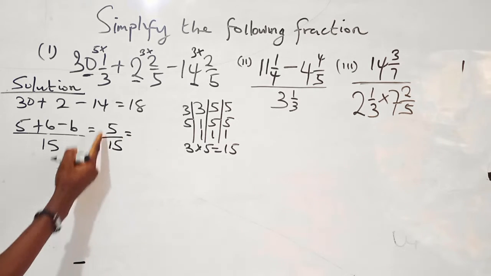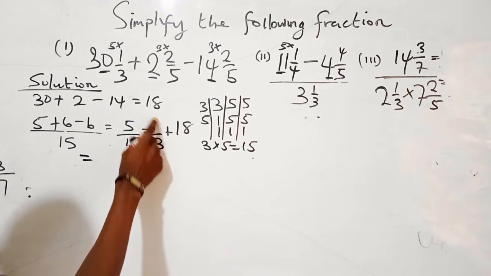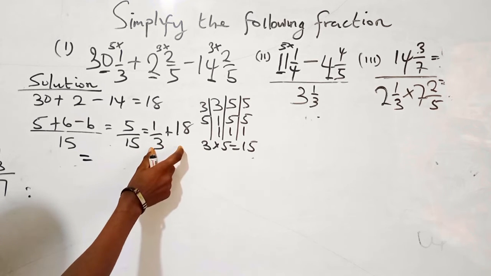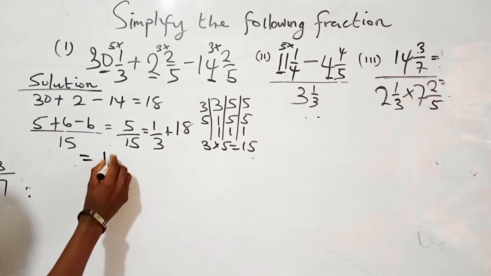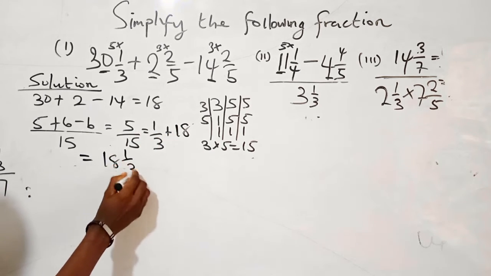I can still simplify further with 5. 5 there is 1 over 3. Okay, we add this whole number to this. So we have 18 whole number 1 over 3.